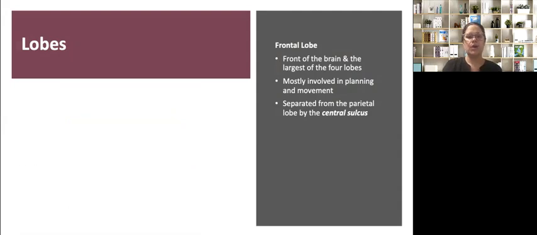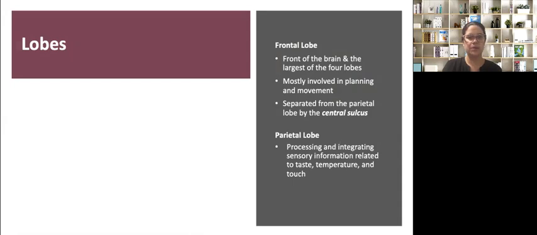The parietal lobe, I don't know why that picture went away. Sorry about that. I wanted it to stay up.